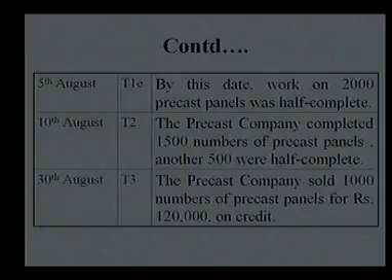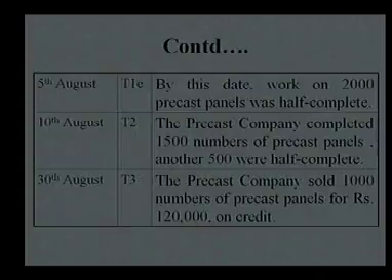On 10th August, the Precast Company completed 1,500 numbers of precast panels. Another 500 were half complete. On 30th August, the Precast Company sold 1,000 numbers of precast panels for rupees 120,000 on credit. So this is as far as transactions T1E, T2 and T3 are concerned.